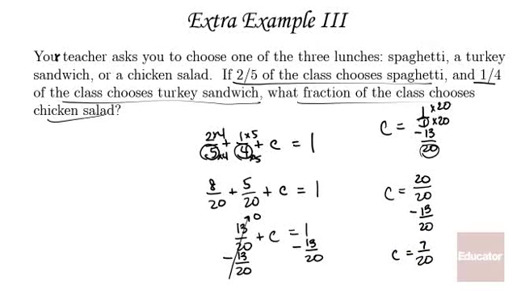Let's go back and check. If I have 7 plus 5, that gives me 12, and 12 plus the 8 will give me 20. So then I would come up with the entire class, 20 out of 20 people. So the amount of people that chose the chicken salad is 7 over 20.